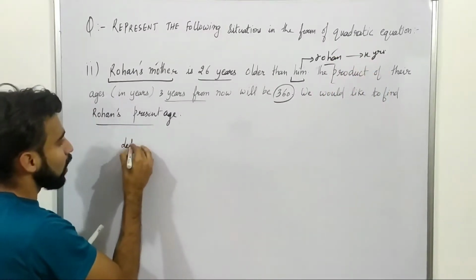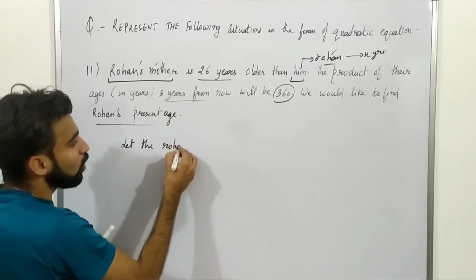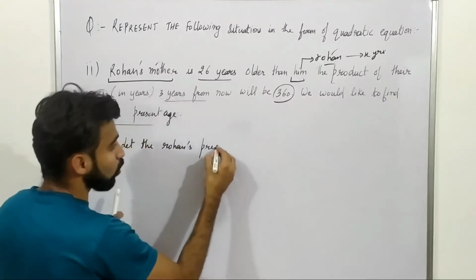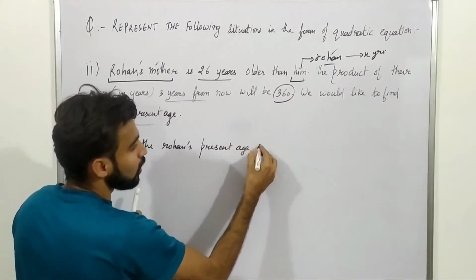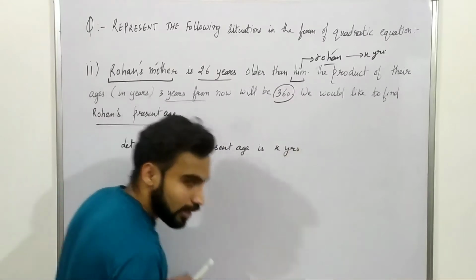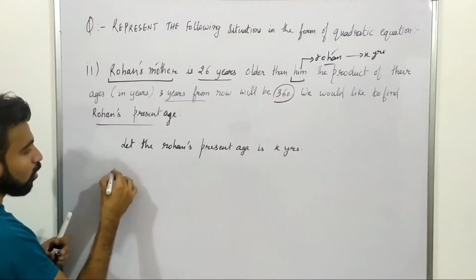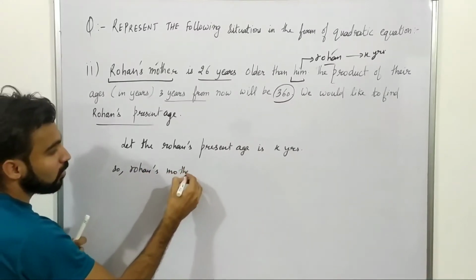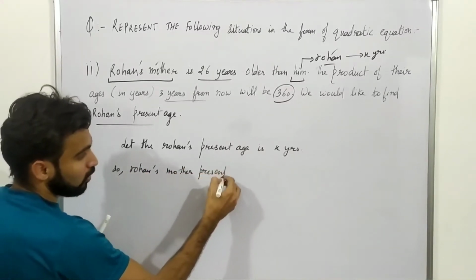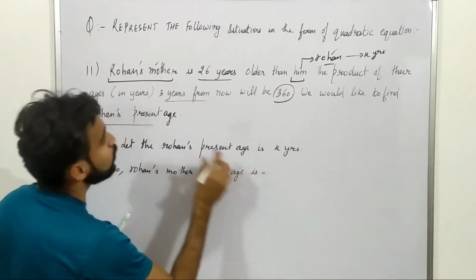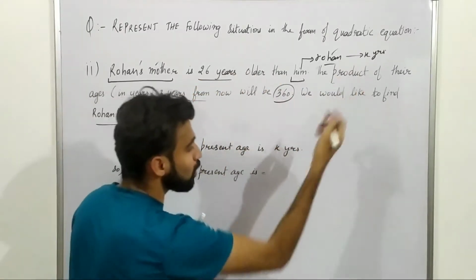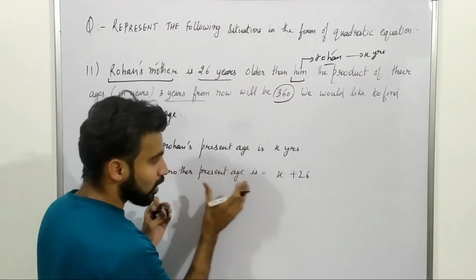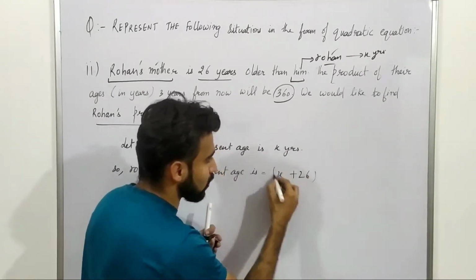So for that, let Rohan's present age, you always have to suppose present age, so Rohan's present age is x years. Getting my point? Now you can see further that according to the question, Rohan's mother's present age is equal to, now you can see 26 years older means plus 26 than Rohan's age, and that is x. So her mother's age will be x plus 26 years.